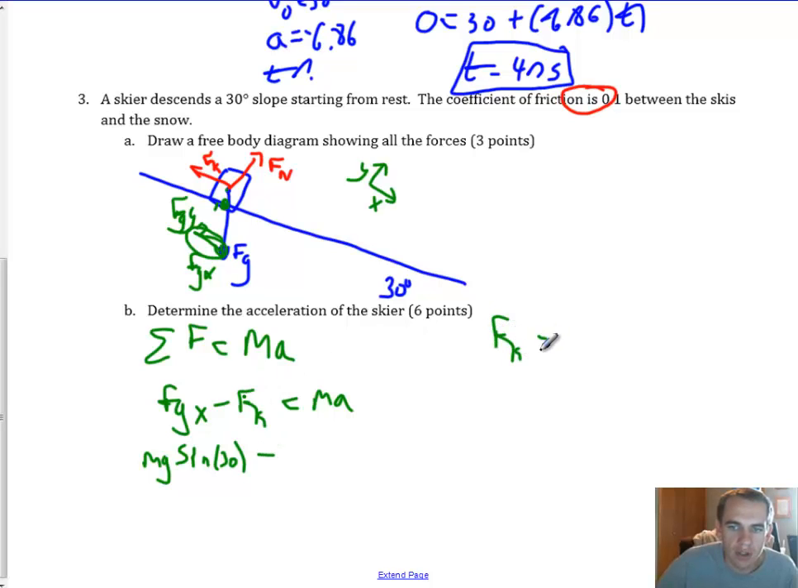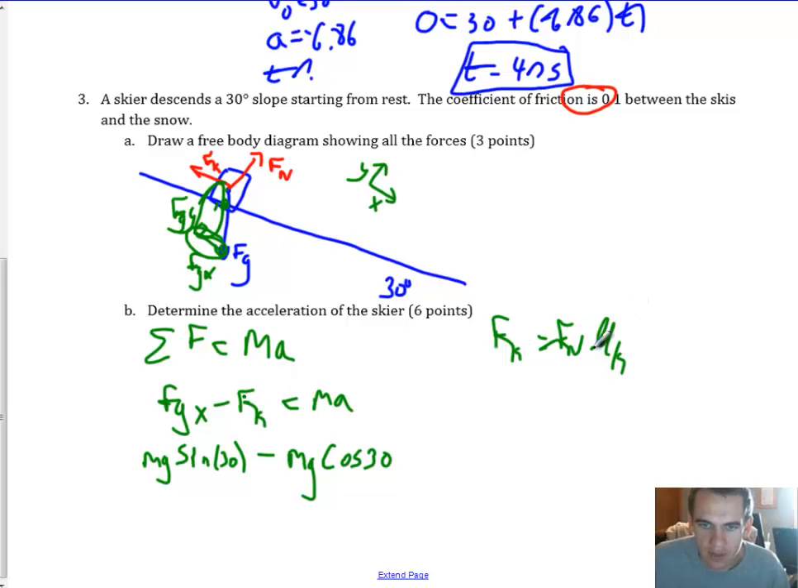But the frictional force is equal to the normal force times the coefficient of kinetic friction. The normal force is not mg in this case. It's the y component of gravity because the normal force is opposing the y component of gravity. So that's the adjacent side in this triangle. So it's going to be mg for the normal force times the cosine of the angle. So we're only dealing with the y component of that times the coefficient of kinetic friction, which is 0.1, needs to equal ma.